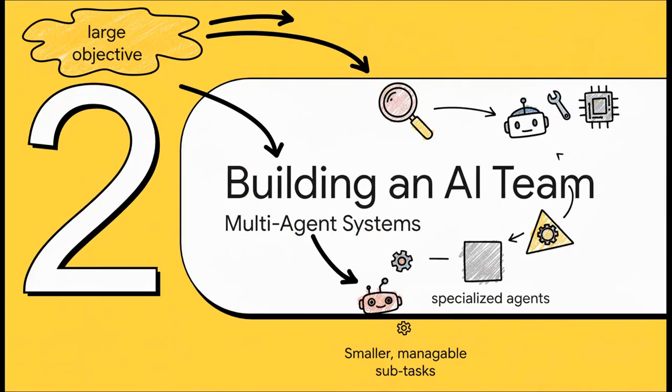The whole idea here is actually pretty intuitive. It's all about decomposition. You take one massive objective, you break it down into smaller, bite-sized subtasks, and you hand each of those tasks to a specialist agent that's built for that specific job.